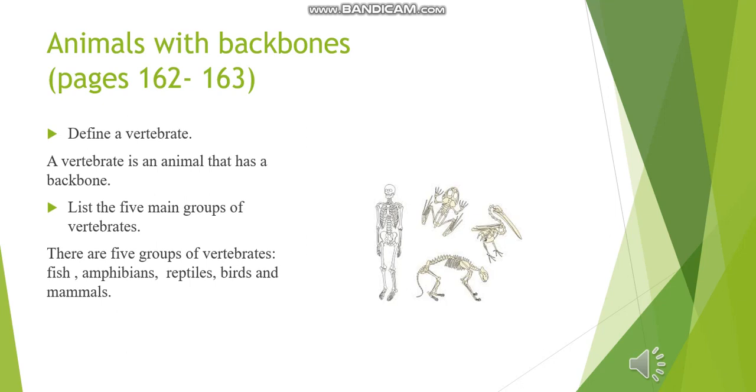When we say define a vertebrate, we're going to give the meaning of the word vertebrate. A vertebrate is an animal that has a backbone. Second question, list the 5 main groups of vertebrates. There are 5 groups of vertebrates: fish, amphibians, reptiles, birds, and mammals.